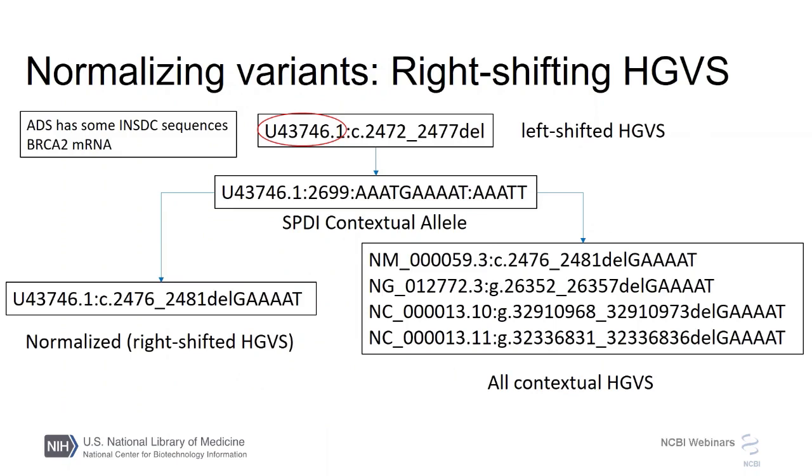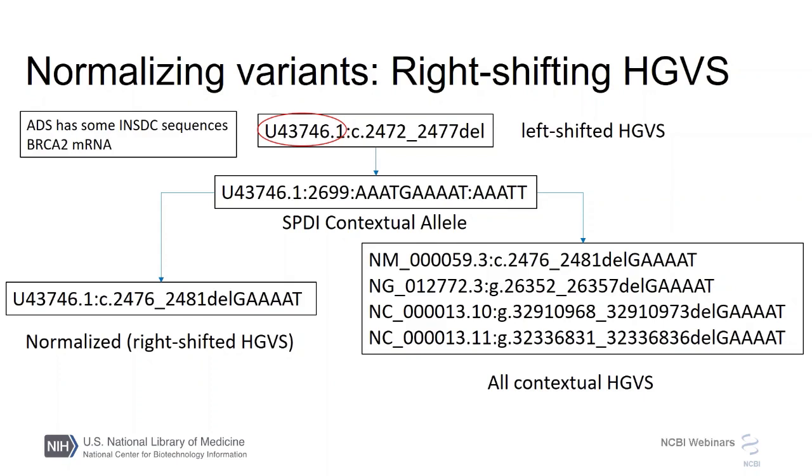Because the alignment database system has some of the INSDC or GenBank sequences in it aligned to all our other reference sequences and things like that. And so this is written as a deletion, and it's actually a left-shifted HGVS, which means that the deletion is shown at the left-hand side of where this variant could be. This is a problem because this is a repeat sequence. I can turn this into a unique representation called a SPDI contextual allele, and I can normalize the HGVS that way.